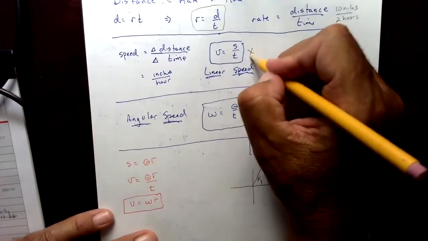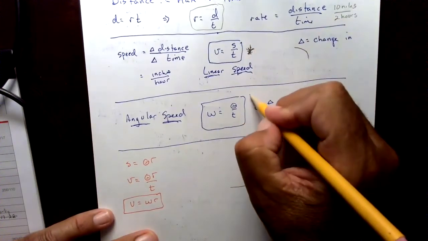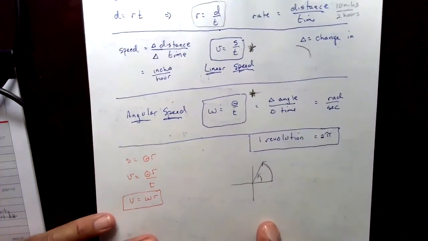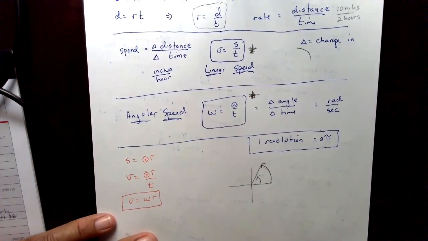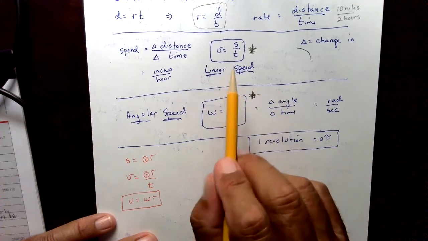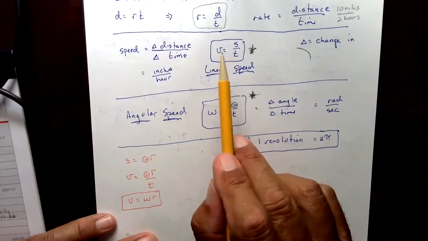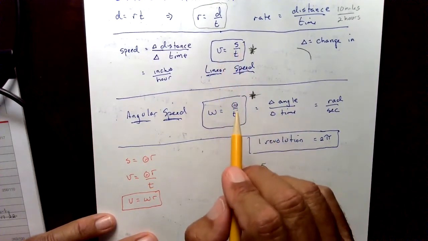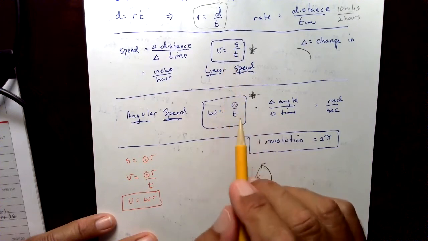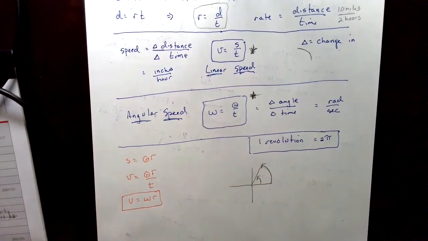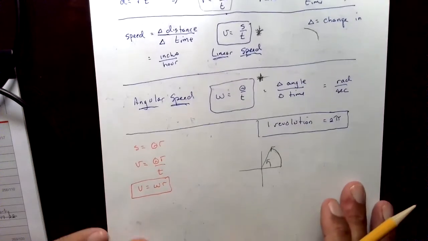So these two formulas, V equals S over T and W equals theta over T, I hope you now have a little better understanding of what it is. Because once you can start to identify V, S, T, theta, and W, you can start to put in missing pieces to find what you're looking for in problems.